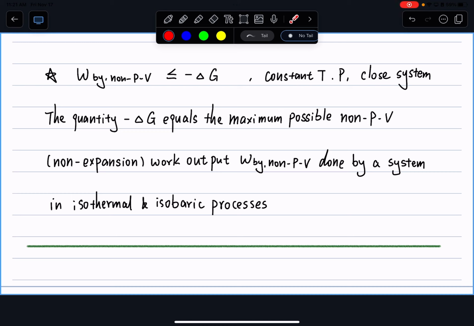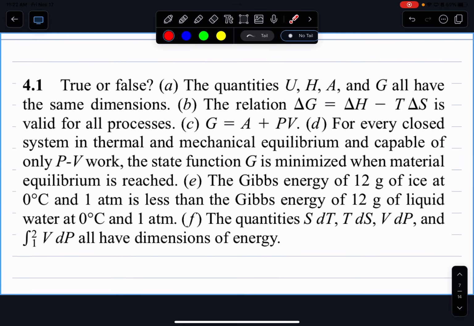So for this part, you will have some calculation. We went over questions like doing calculation to calculate delta A and delta G using their definition. But I want to do a quick example with you, like a true and false problem here. So this one is your example 4.1. So basically, let's read it together.